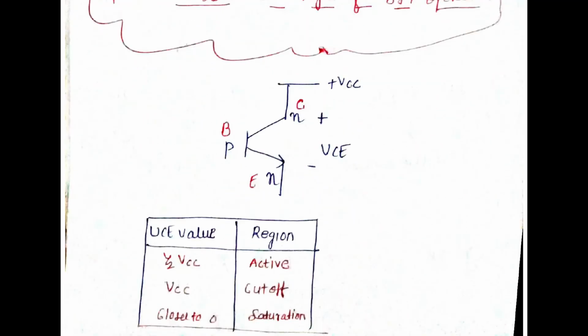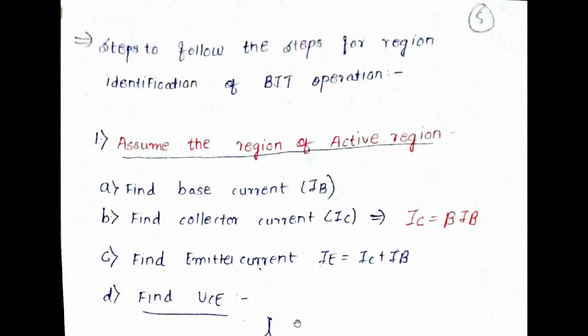Here is a way to understand in which region the transistor operates by numerical method. So this is an NPN transistor, wherein if the VCE value, the collector emitter voltage value, is half of VCC, it is active. If it is equal to VCC, it is cutoff, and if it is near about 0, it is saturation. So that is one way.